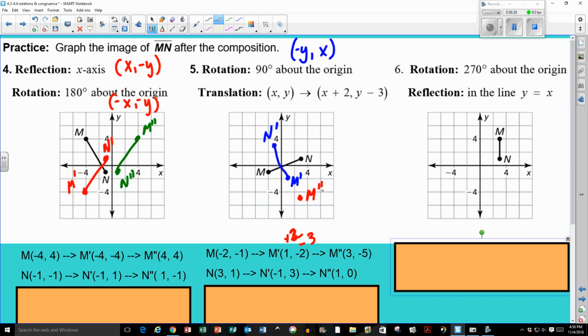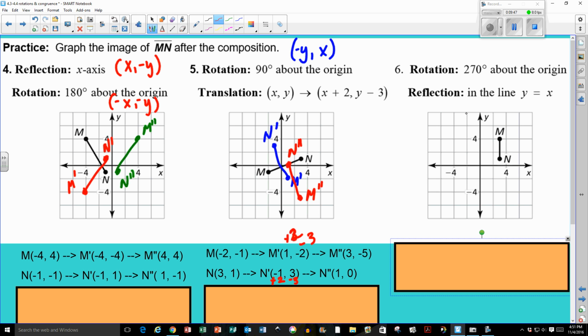So there's m double prime. And add 2 here would be 1. And to subtract 3 here would be 0. So 1, 0. So that would be n double prime. And it would go through there. So these are pretty crazy lines all over the place.